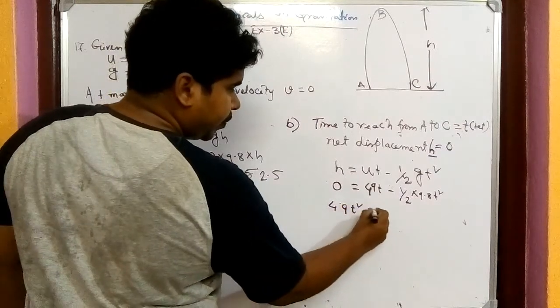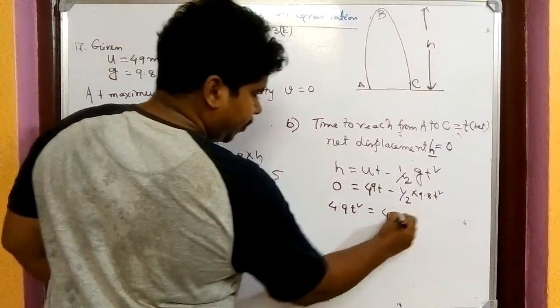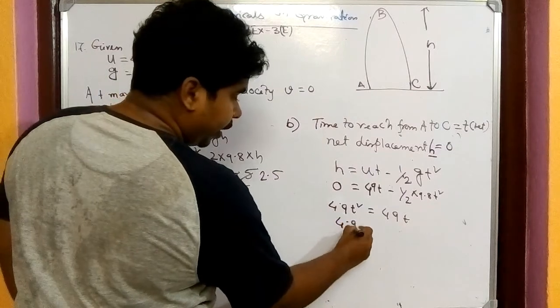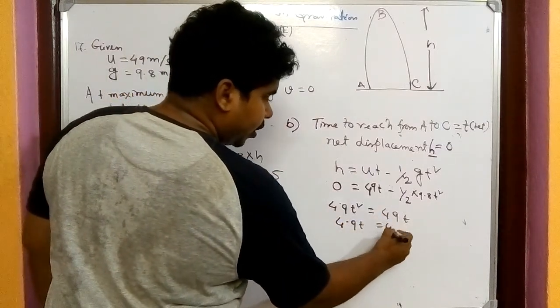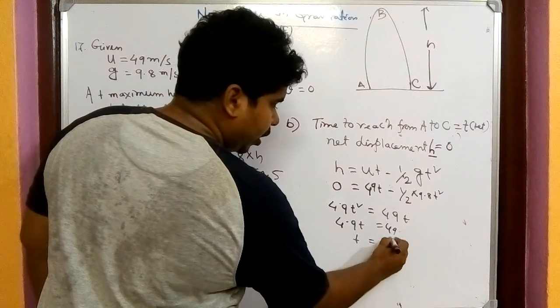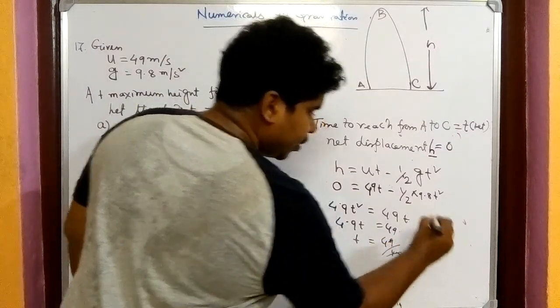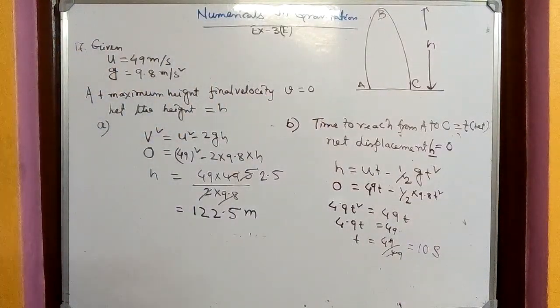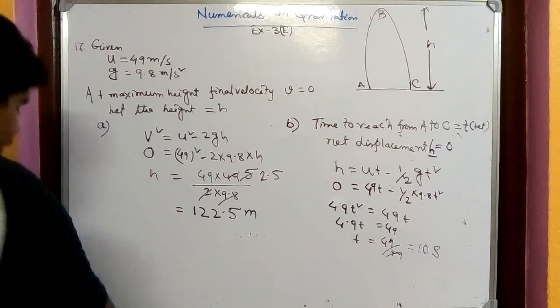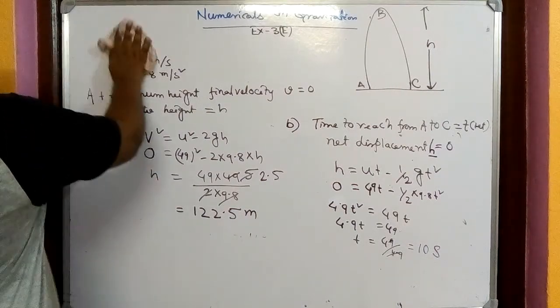4.9 t square equals 49t, and 4.9 t cancels out, so t equals 49 by 4.9, which is 10 seconds. So from A to C, it takes 10 seconds to reach the ground. Okay, I think it is clear. If you are not able to understand, pause the video here and see how it has been done. We'll go for the next numerical.